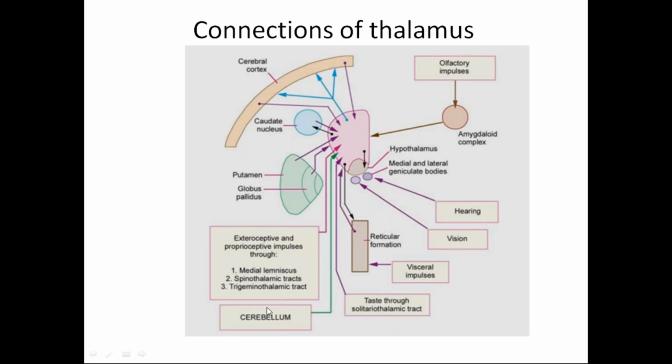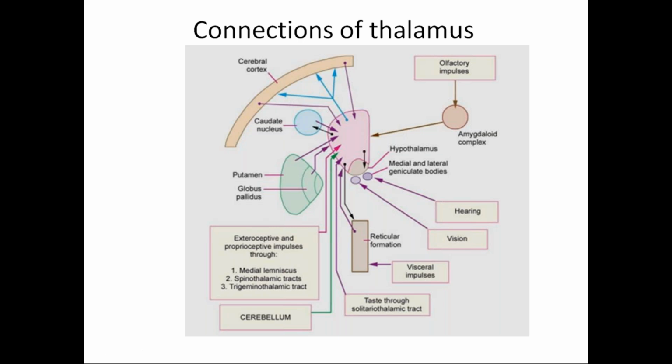If you remember, the cerebellum is going to the ventral intermediate part of the nucleus, while the sensory pathways, that is the medial lemniscus, the spinal lemniscus, the trigeminal lemniscus, and taste will all come to the ventroposterolateral and ventroposteromedial. The hearing and vision, hearing to the medial geniculate, vision to the lateral geniculate. And from there they will go to the respective cortex. The anterior group of nuclei is from the limbic system, mammillary body coming to the anterior group of nuclei, and then reciprocal connections to the cingulate gyrus.